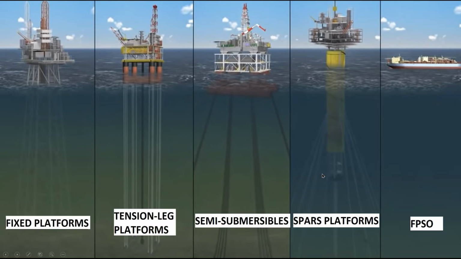Next one is the spar platform. Spar platforms have a cylindrical shape, and at the bottom they have cylinders. I'll discuss this one in the next slide as well. An FPSO, as discussed, is a ship that stores the oil and gas and then transports it to the onshore.